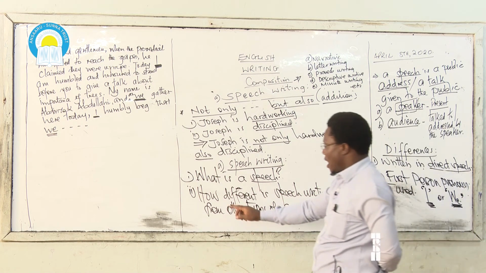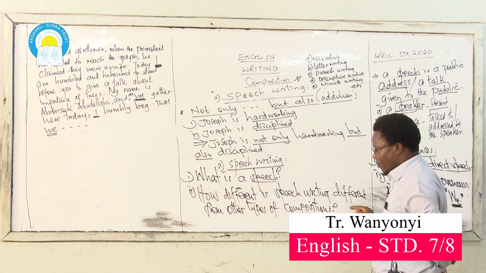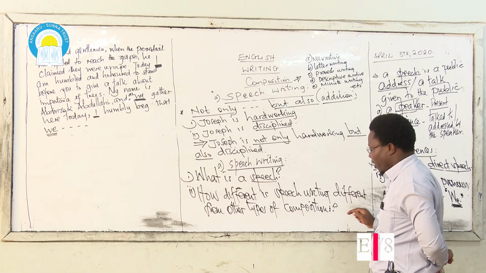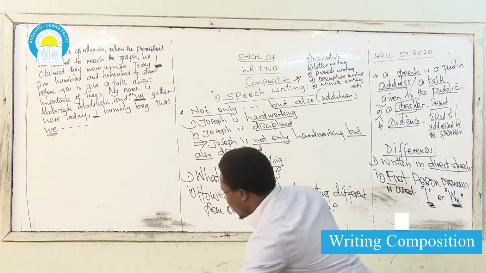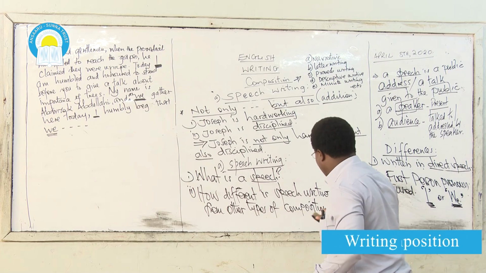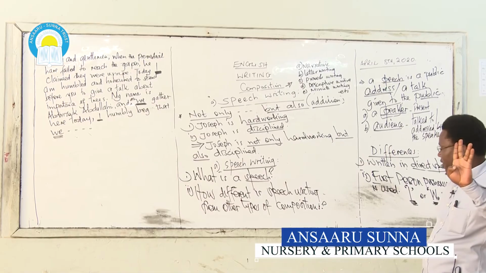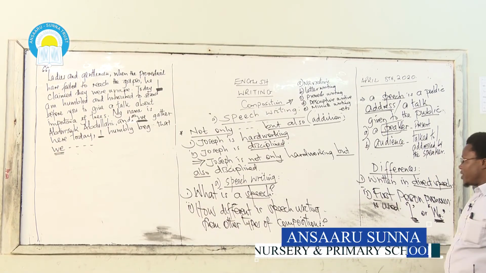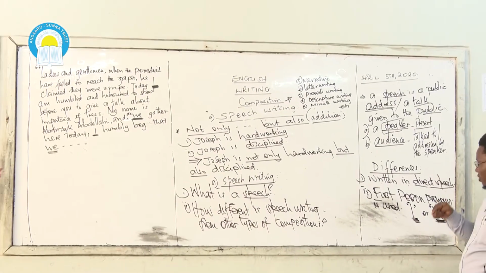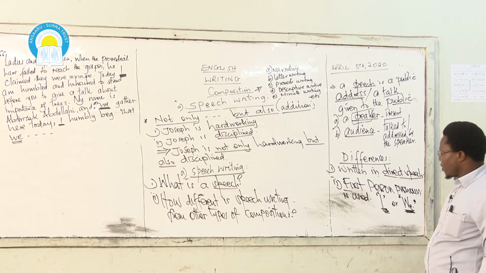Second question was, how different is speech writing from other types of compositions? There are basically 4 differences. The first difference that we have discussed is that speech writing composition is written in direct speech.